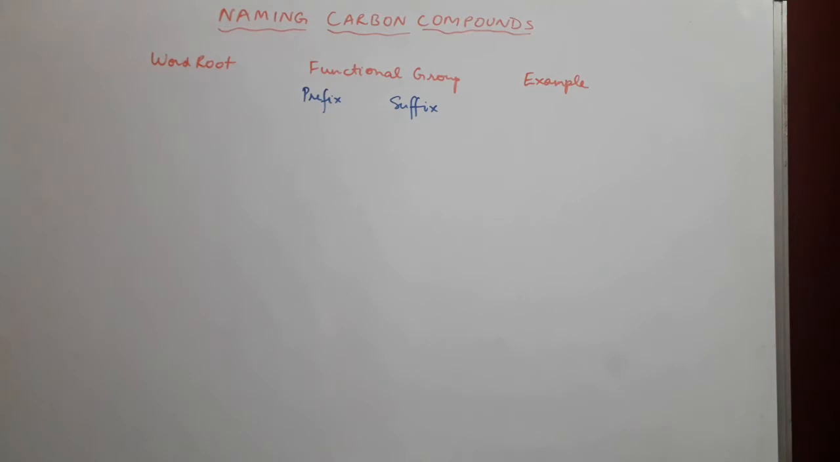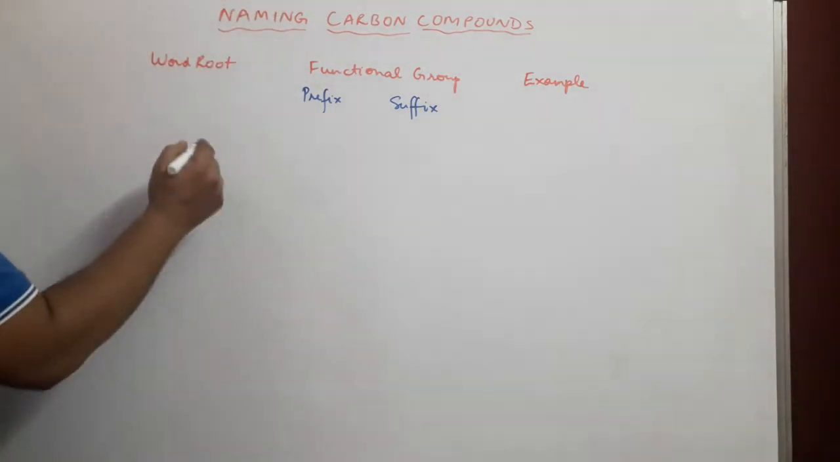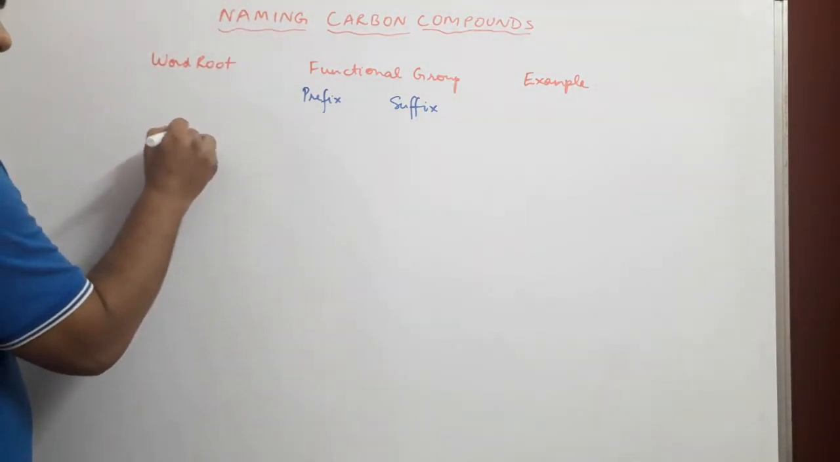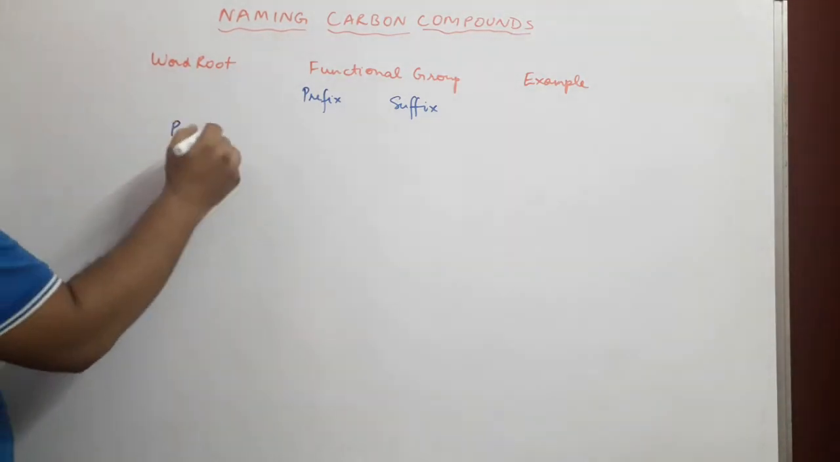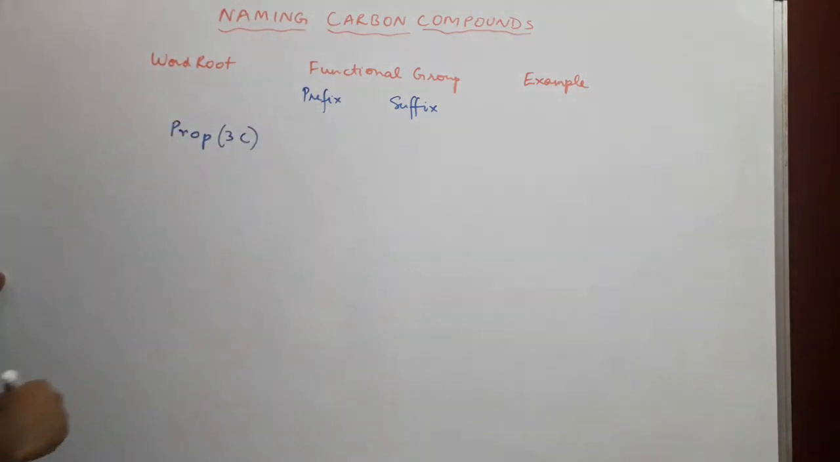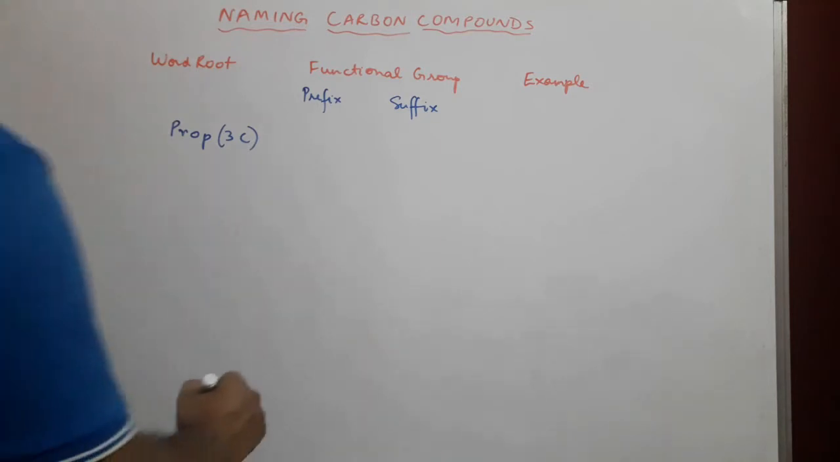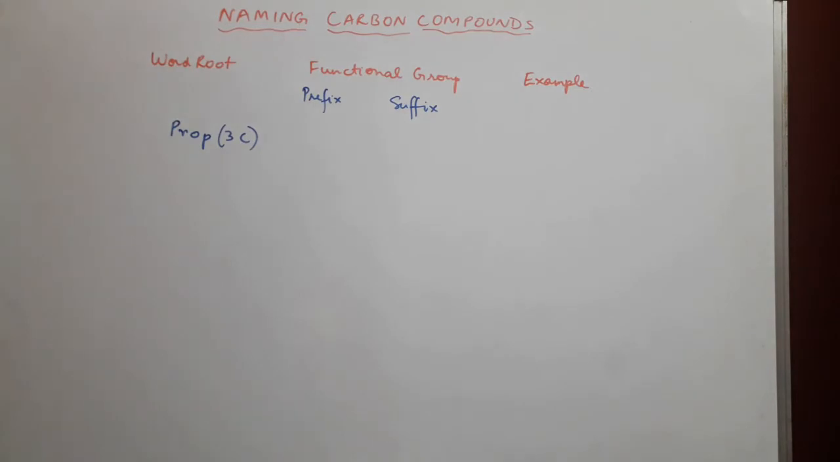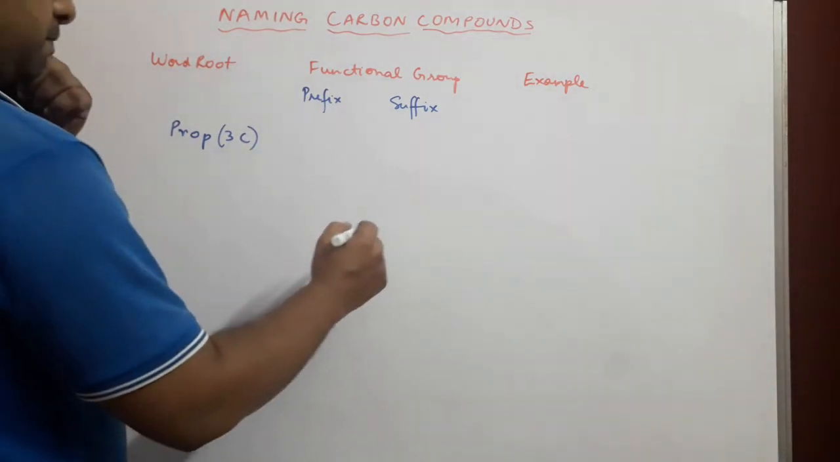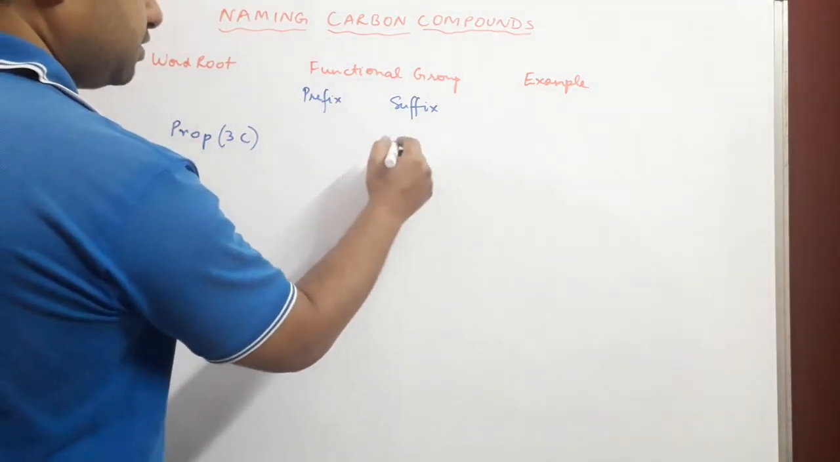Let's begin with the first one, and we'll use the word root prop, as in 3 carbon atoms. So we'll use the word prop. That means we are, I'll just write it in brackets, 3 carbon atoms are present. Now we'll construct this particular thing. So the first thing in which we have a functional group is alkane, and this would be a suffix. So over here, I'll write it over here.